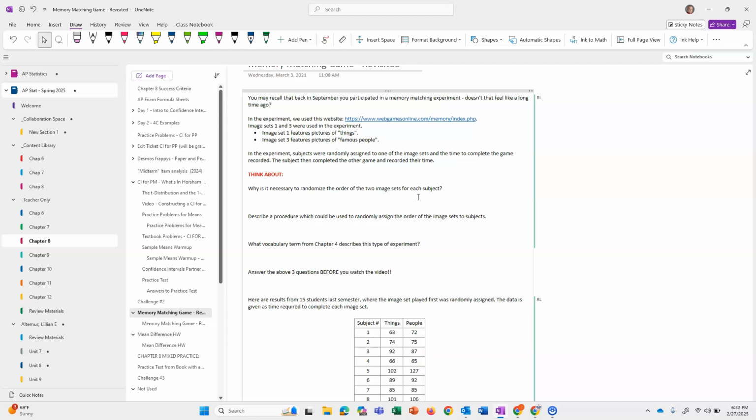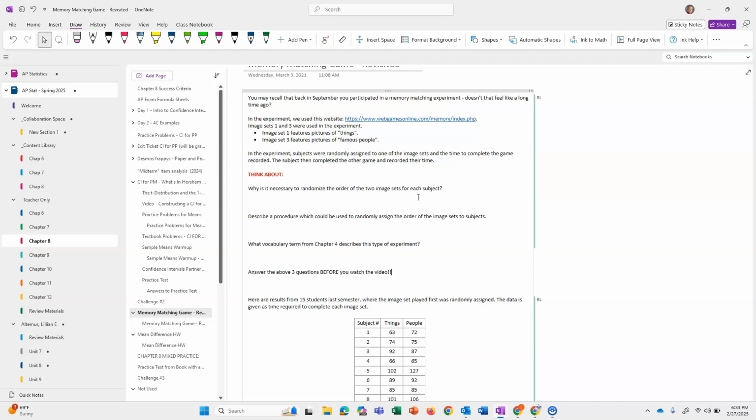So the first question is, why is it necessary to randomize the order of those 2 image sets? This is a very common question on the AP exam. They love to ask this question. Why is it necessary to randomize? The reason we randomize is to reduce the impact of potential confounding variables. For example, maybe someone is really good at matching games and they play them all the time, and so they're super fast. We don't want to compare them to someone who's never played a matching game before in their life. So that would be a potential confounding variable, experience.